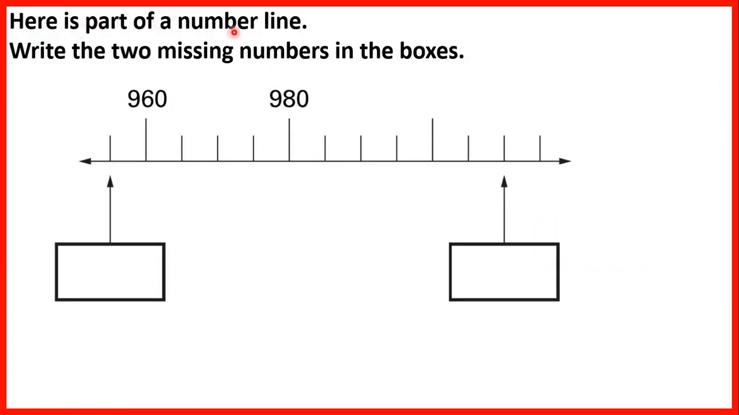Here is part of a number line. Write the 2 missing numbers in the boxes. So we need to know what each of these little lines represent. Now to get from 960 to 980, we have 1, 2, 3, 4 lines. Now the difference between 960 and 980 is 20.